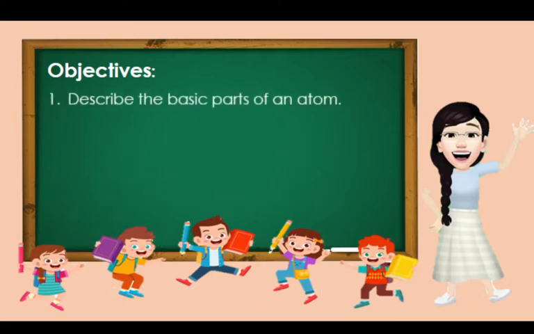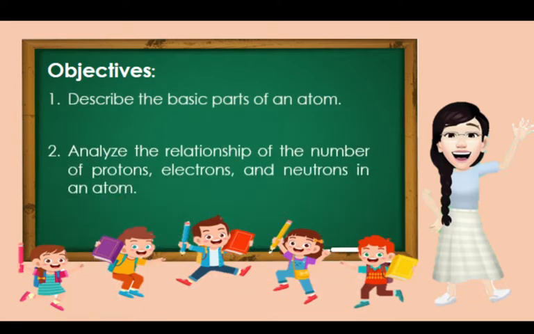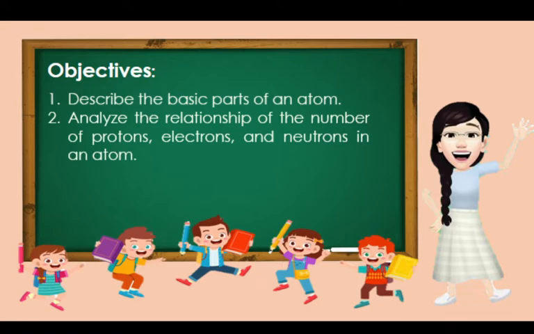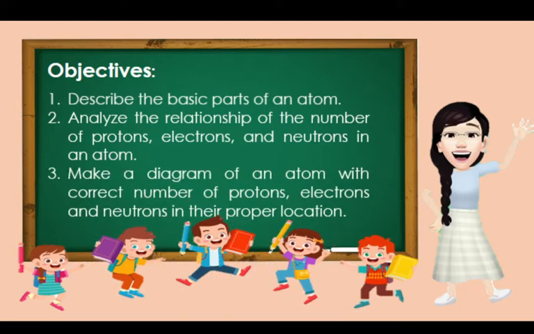describe the basic parts of an atom. Second, you have to analyze the relationship of the number of protons, electrons, and neutrons in an atom. And last, you have to make a diagram of an atom with correct number of protons, electrons, and neutrons in their proper location.